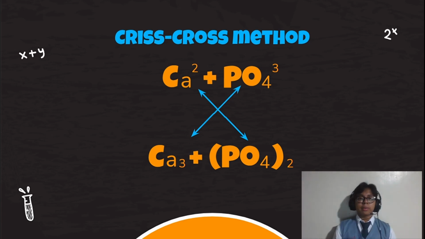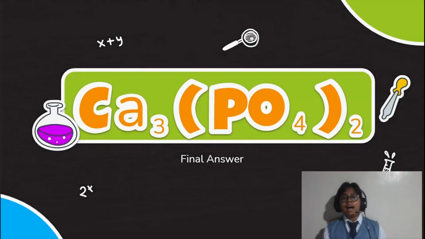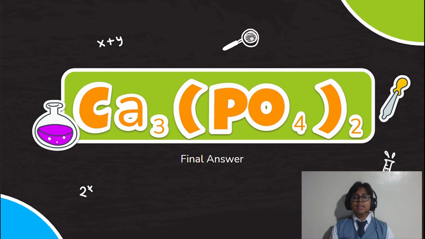Take note that when doing the crisscross method, we must use a parenthesis to separate them in order to avoid confusion. So we have Ca subscript 3 plus parenthesis open, PO subscript 4 close parenthesis subscript 2. Now for the final step. Combine these and the answer would be Ca subscript 3 open parenthesis, PO subscript 4 close parenthesis subscript 2. We should leave the parenthesis alone because the subscript is greater than 1.